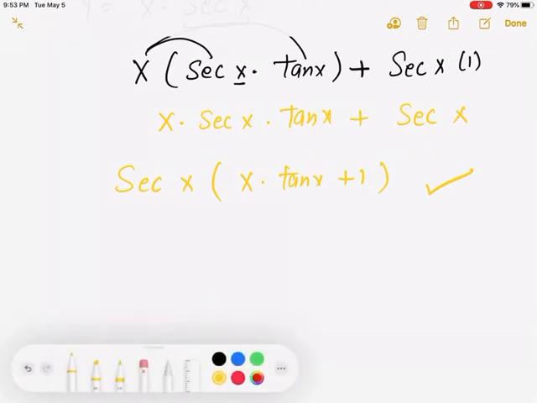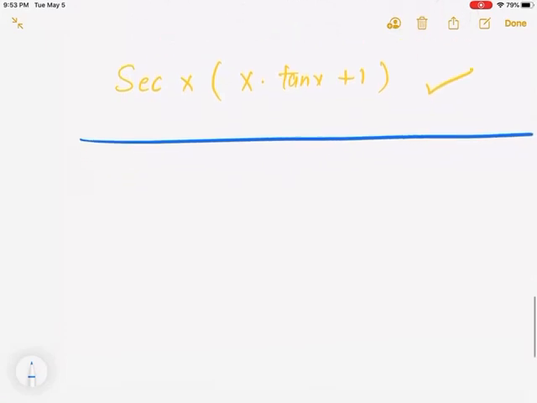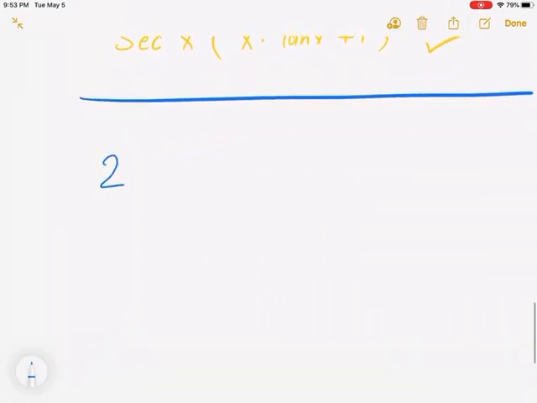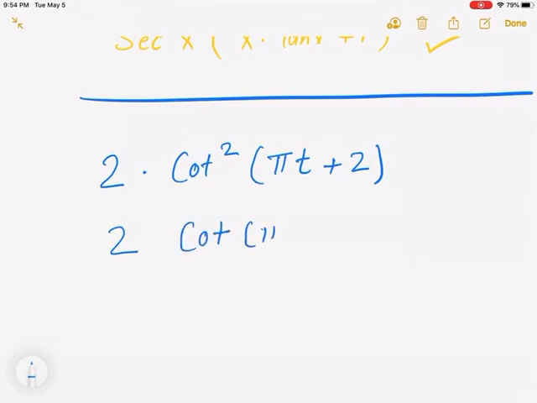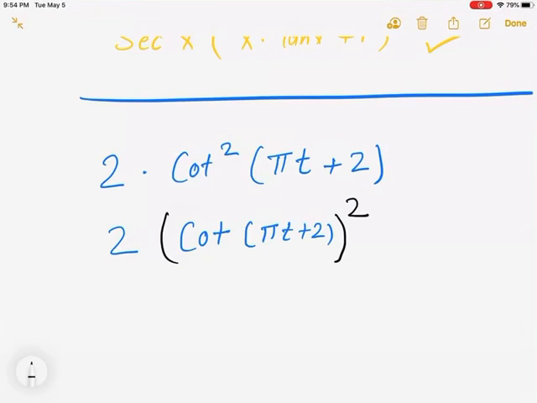I'm sorry, guys. I have one more example. I said just two, but this is going to be, promise, the last one. So I have 2 times cotangent squared of pi t plus 2. All right. First thing, I see a square on the function. It means I need to rewrite this. How would you rewrite? That square goes with the whole function. So 2, the constant, would stay outside. It's cotangent of this angle. Pi t plus 2 is the angle. And then I would put parentheses around it and the square would go outside.